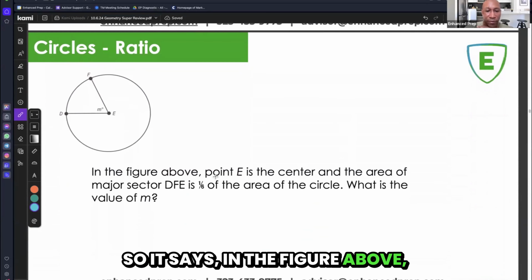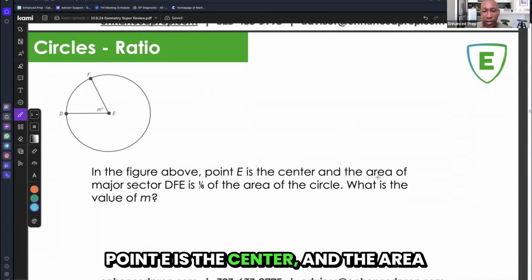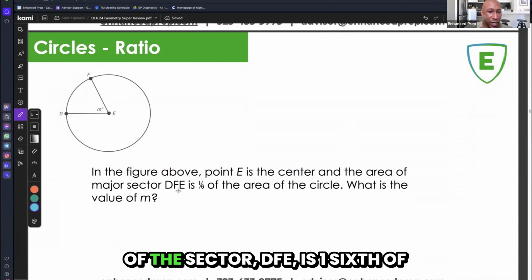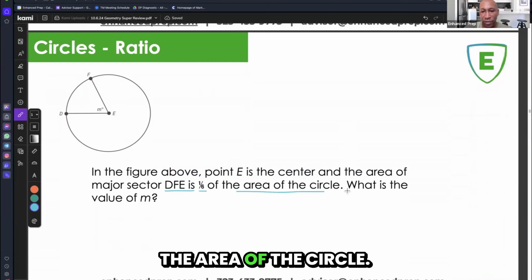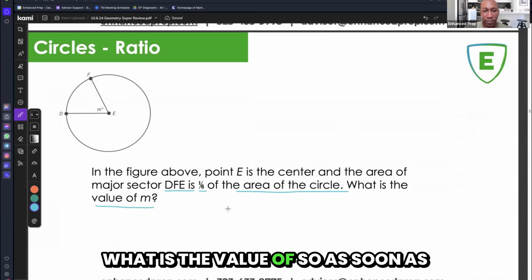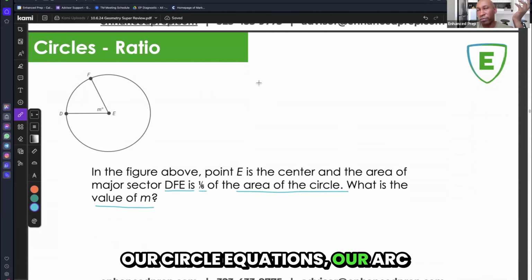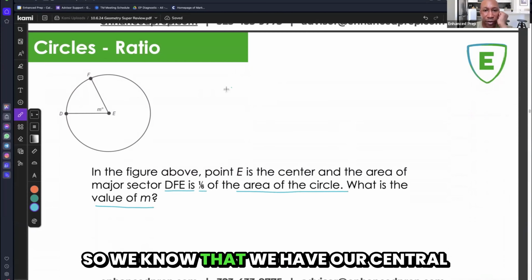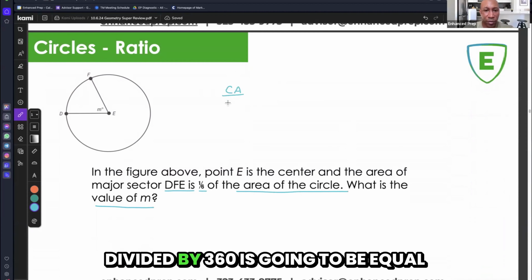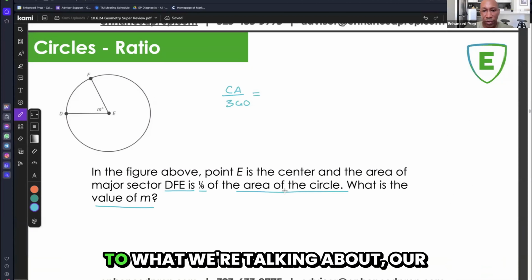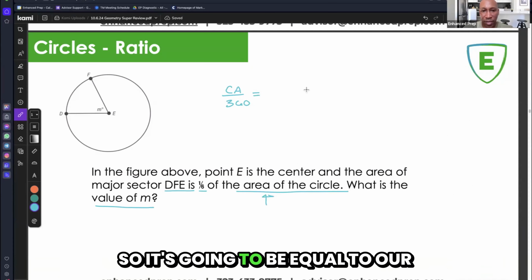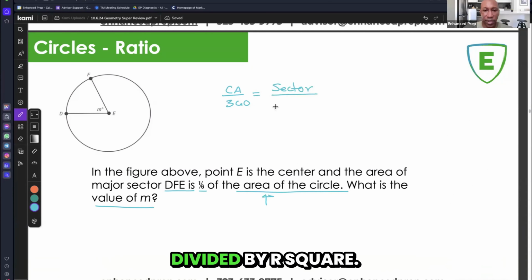It says, in the figure above, point E is the center and the area of the sector DFE is 1/6 of the area of the circle. What is the value of E? As soon as we see this, we want to write out our circle equations, our arc equations. So we know our central angle divided by 360 is going to be equal to what? Well, we're talking about our arc or our area, so it's going to be equal to our sector divided by our pi r squared.